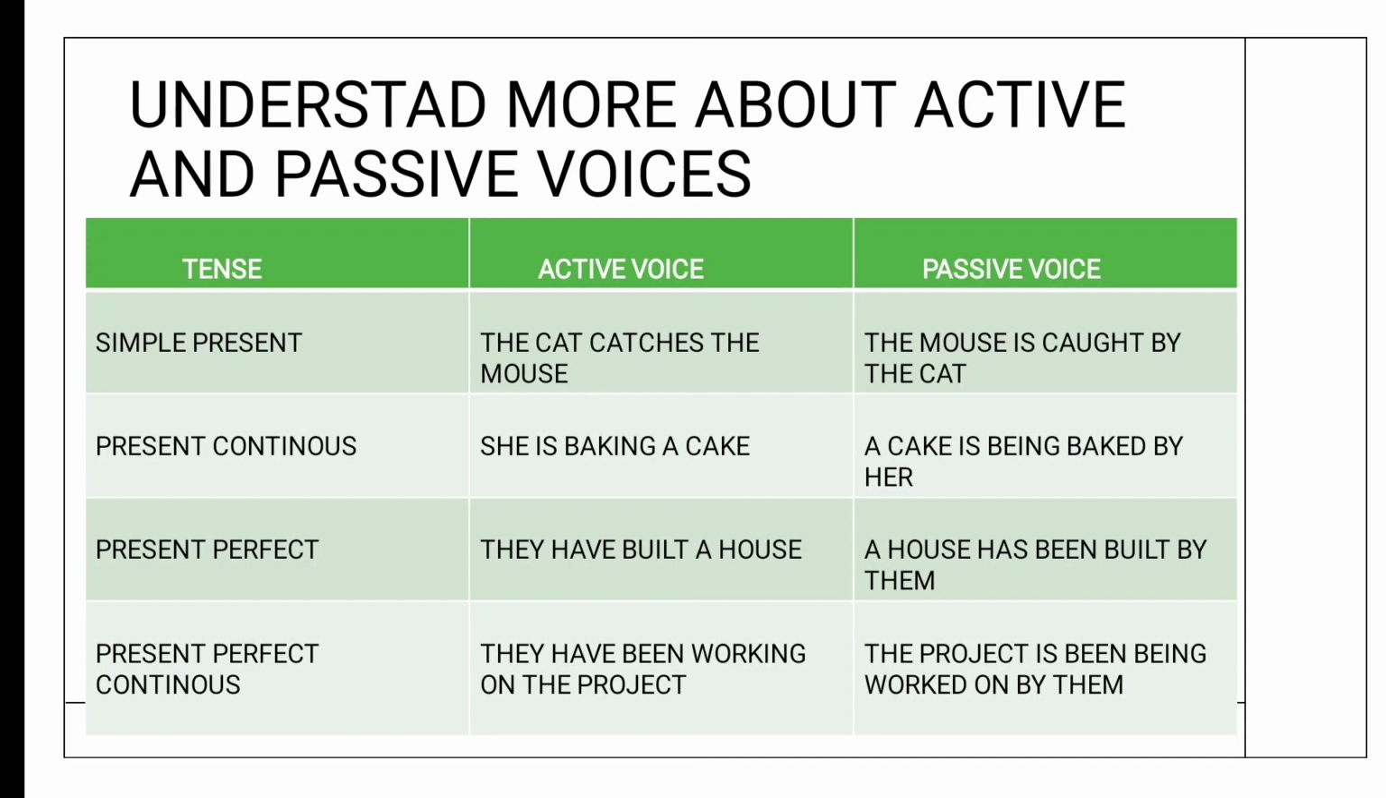Now present continuous. She is baking a cake. She, plus is or am or are, plus V1 plus ing, plus object. That is the formula, right? Active voice formula of present continuous tense. Now we have to convert into the passive voice. To convert it, the object, a cake, in the active voice will convert into the subject, a cake, in the passive voice. So after that, definitely the formula is we need to add a be form.